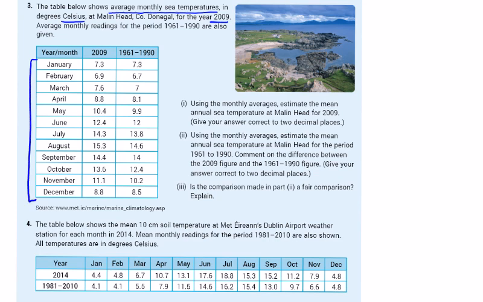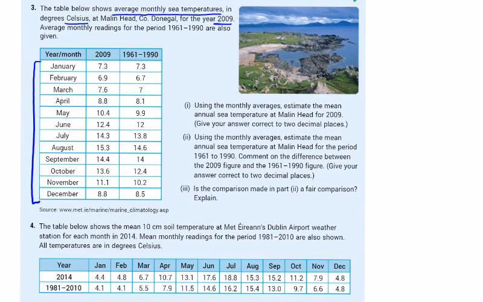Using the monthly averages, estimate the mean annual temperature. Now, it says using the monthly averages. Don't be a smart arse and think because they say estimate that you're being asked to estimate. You're asked to get the best estimate correct at 2 decimal places using the monthly averages.